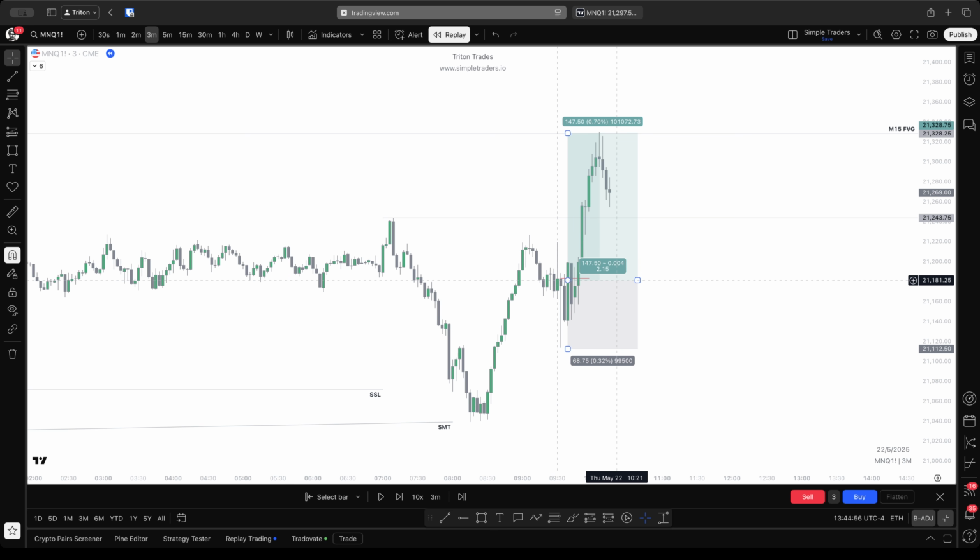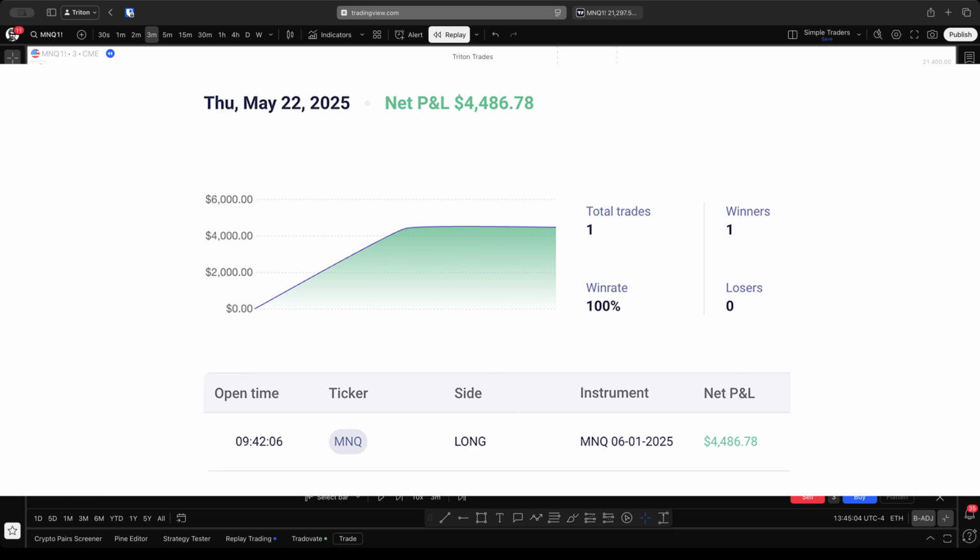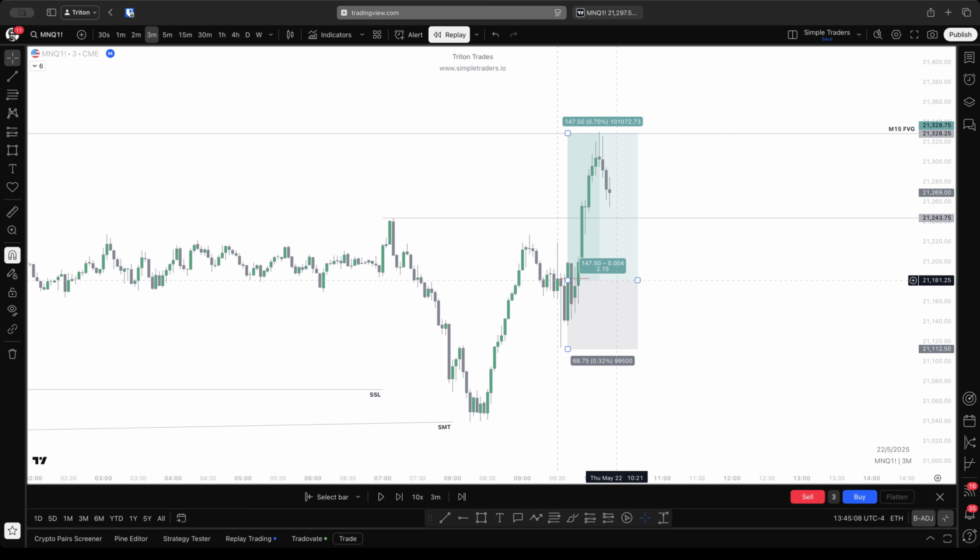And by the way, this is not hindsight. I actually took this trade live on stream yesterday, and I'll post a screenshot right on the screen. I made about $4,500 profit on this single trade. And again, it's extremely simple, extremely easy to follow. You just go from the higher time frames down to the lower time frames.